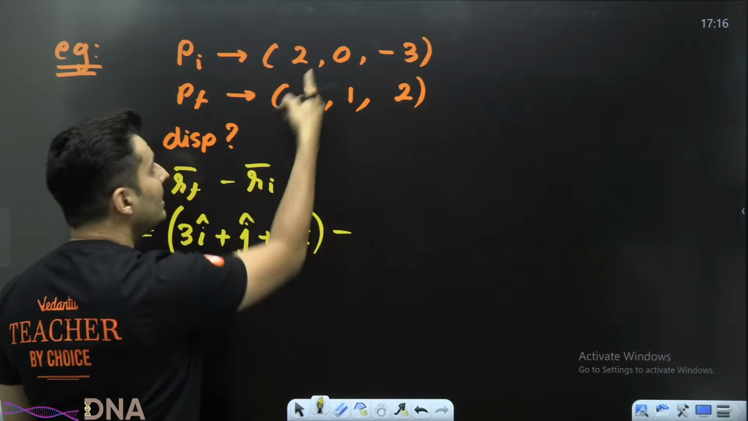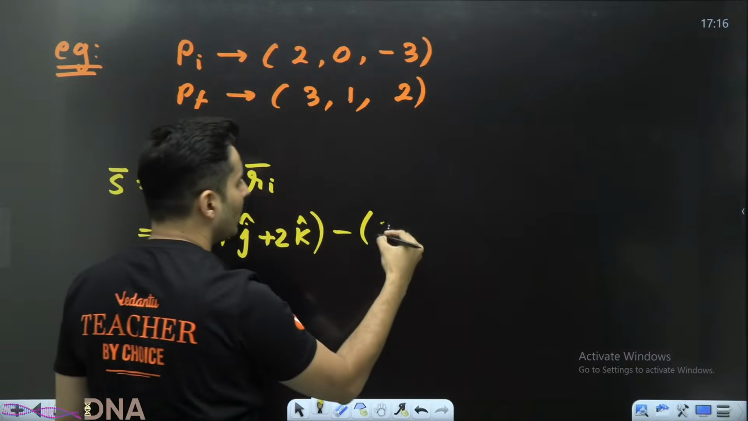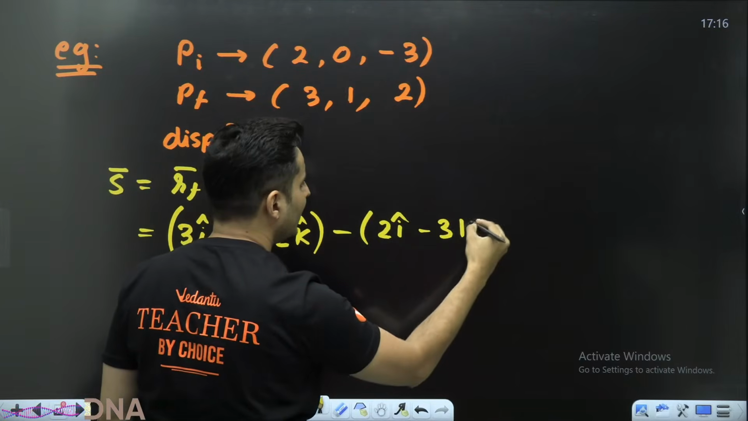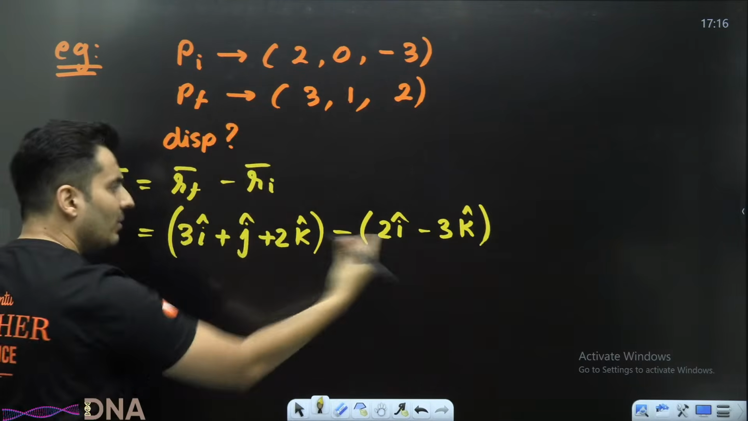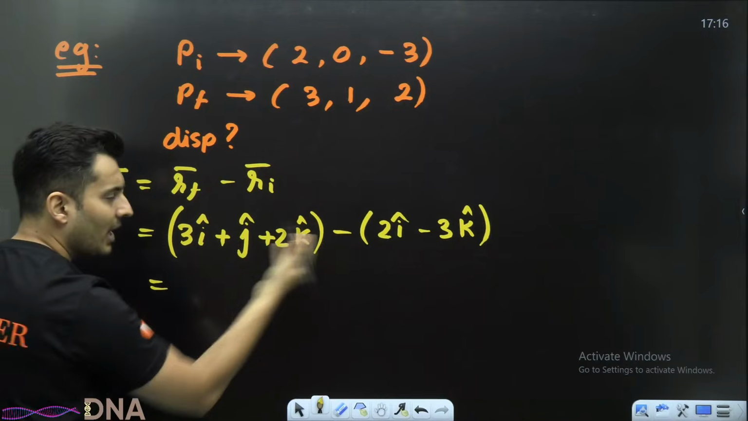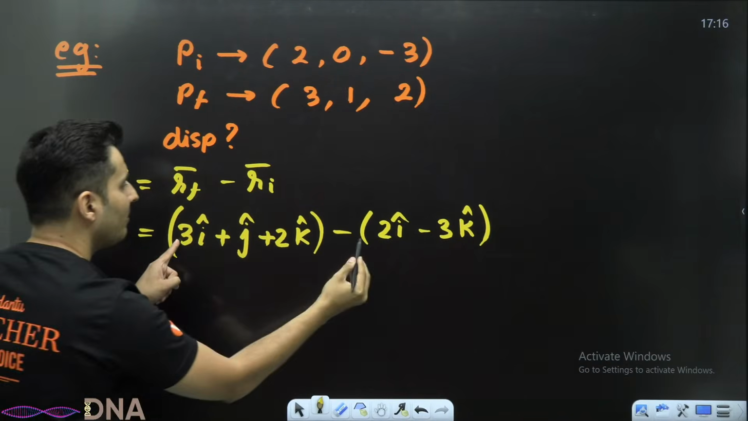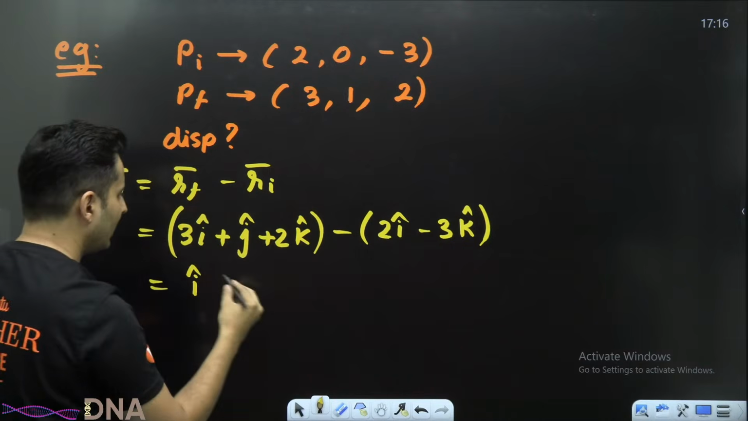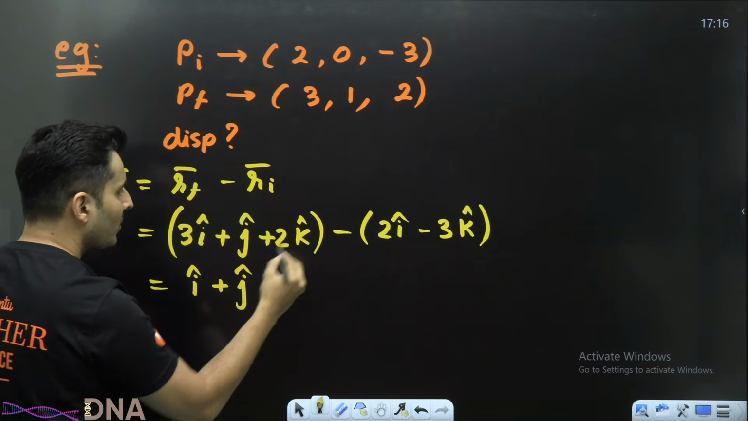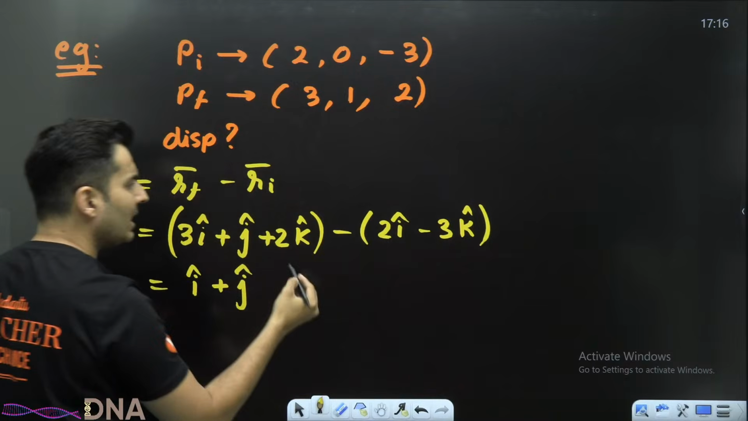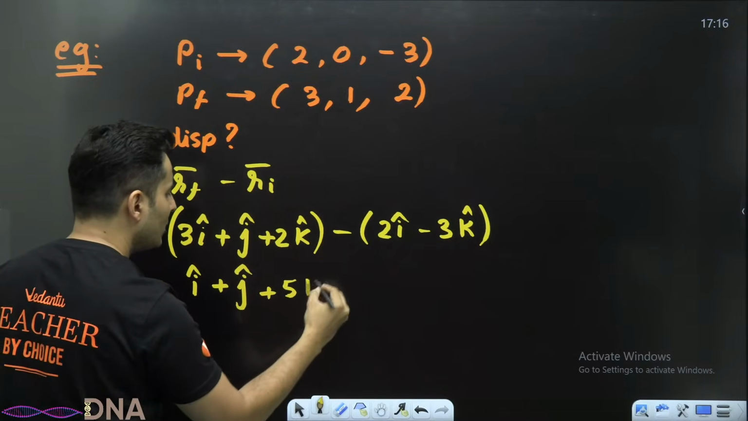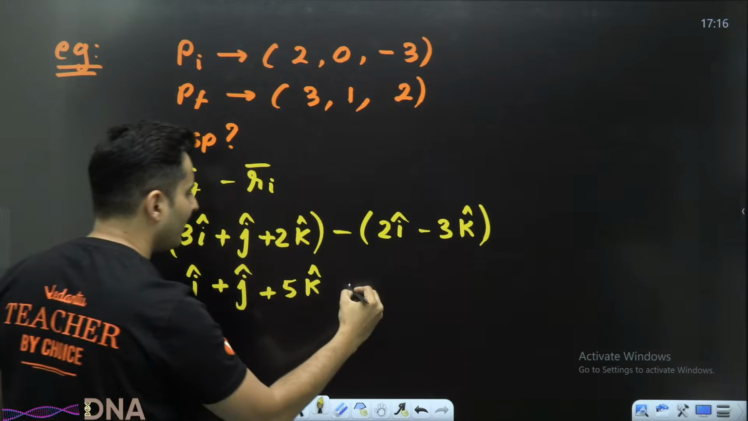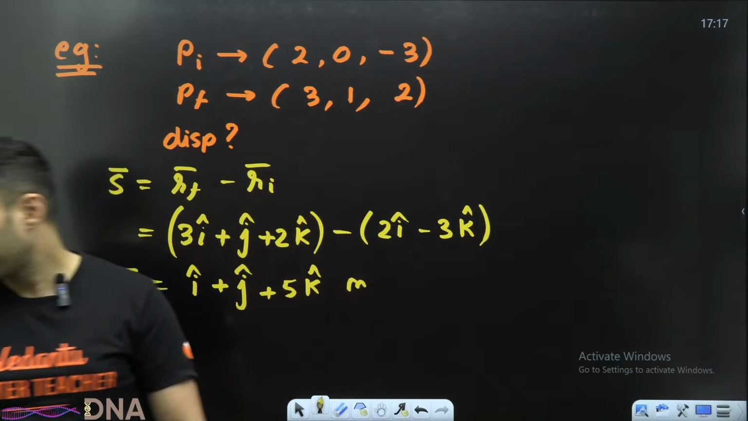If you look at the initial position, it is having the coordinates 2 i cap, 0 j cap, and -3 k cap. Now you just have to do normal subtraction or addition, that's it. So 3 minus 2 is basically 1, so i cap. j, nothing to subtract, so plus j. Plus 2 plus 3 will become plus 5, so plus 5 k cap. So the displacement is i cap plus j cap plus 5 k cap meters.